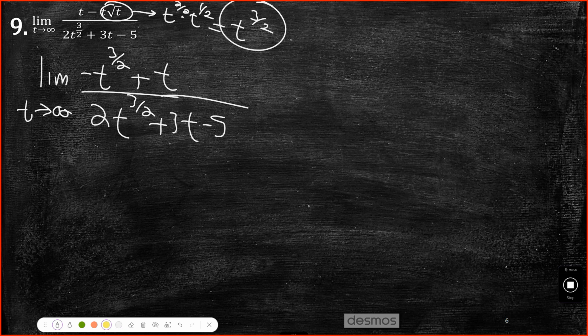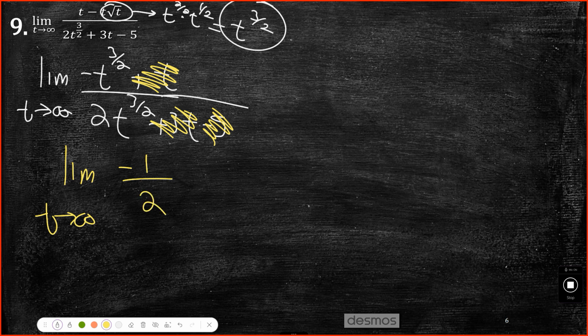At infinity, relatively speaking, t becomes almost nothing compared to that negative t to the 3/2 power. For the bottom, the lower-order terms almost disappear in relative growth to the other one at infinity. And so now we have negative t to the 3/2 divided by 2 t to the 3/2. And those cancel out, so we're going to get the limit as t approaches infinity of negative 1 over 2. And that should be the answer. Well, the limit will be negative 1 over 2.